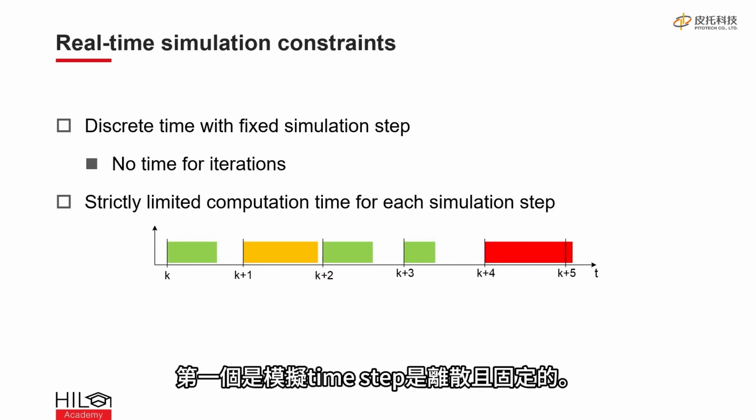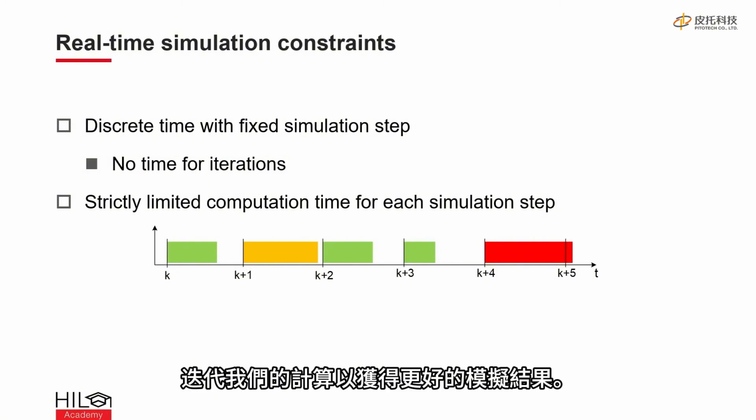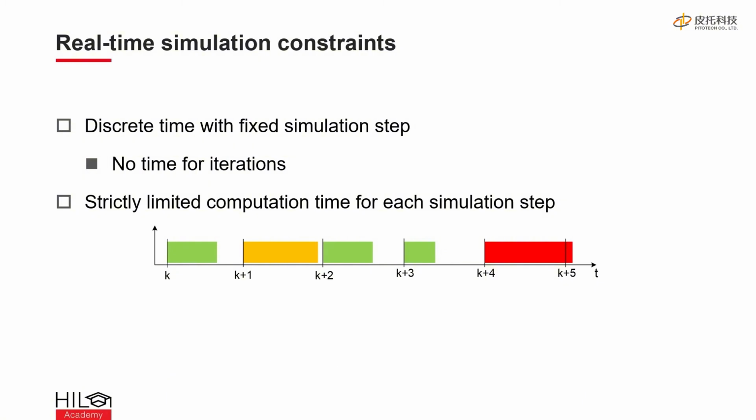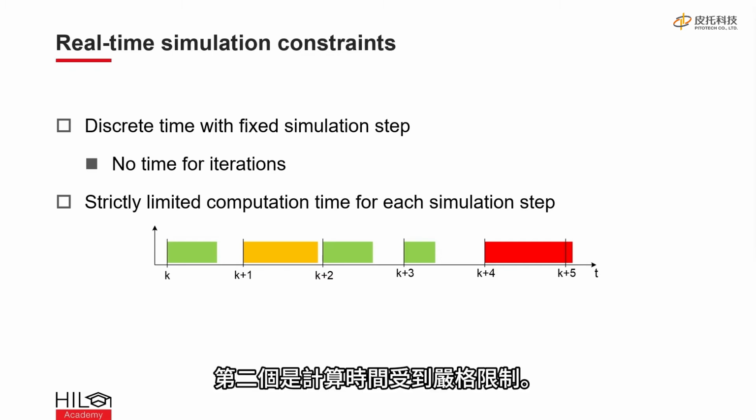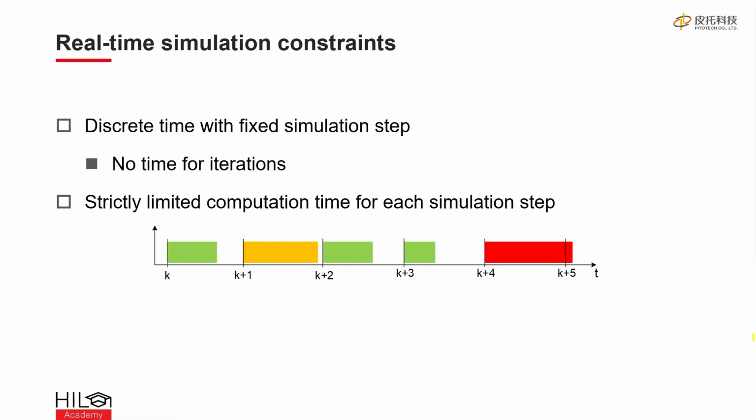The first one is that the simulation time step is discrete and fixed. This simulation time step can't be dynamically adjusted, and we can't iterate our calculations in order to reach better simulation result. The second one is that time for computation is strictly limited. This means that all calculations must be finished before the next simulation step starts.